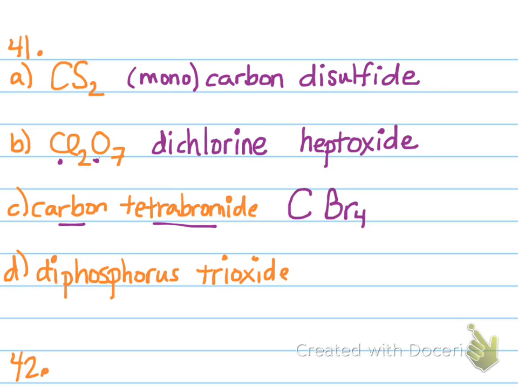Diphosphorus trioxide, phosphorus and oxygen, both nonmetals, so this is a molecular compound. So di is going to become my subscript, tri is going to become a subscript. I write them in the order they're given, so phosphorus is P, di becomes a 2, oxide is O, tri becomes a 3, P2O3.